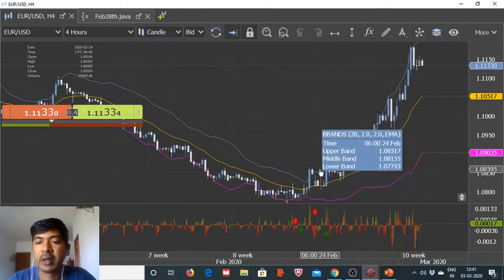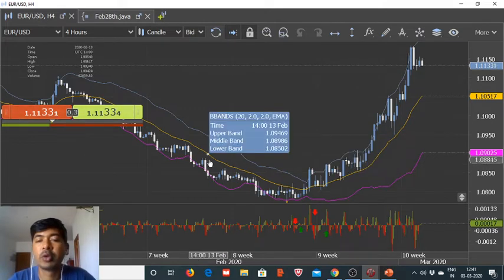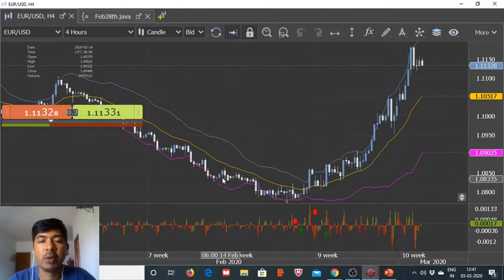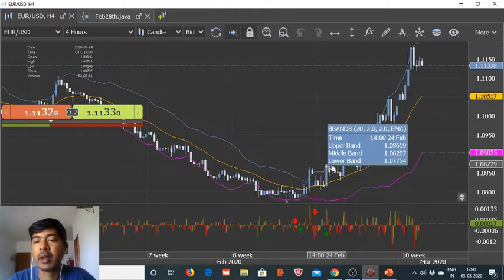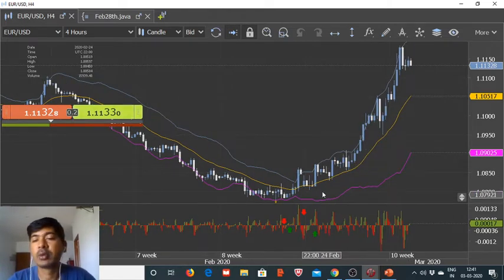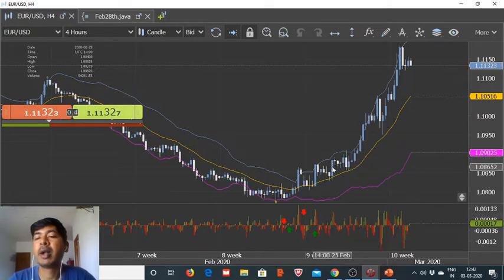So because of that, I feel that even if we simply go by this simple strategy, all we want is that the last 4 hourly candle close should be below the middle band and should be above the lower band for a sell trade, and for a buy trade the last candle close should be above the middle band and should be below the upper band. So this is just similar to what we have done on the hourly time frame.